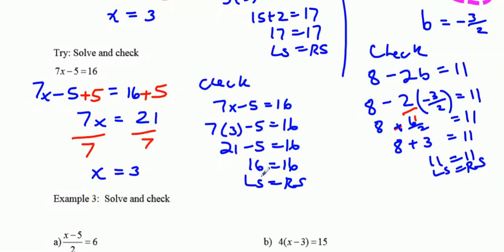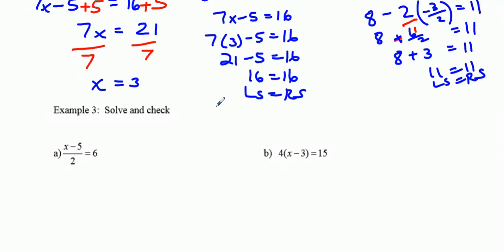If it didn't come out to left side equals right side, if this doesn't work out to the same thing as this, then you know you've got the wrong answer. You've made a little boo-boo in there somewhere, and you need to go back and look through the body of your work or look at your check. Maybe you made a mistake there. Okay? All right.